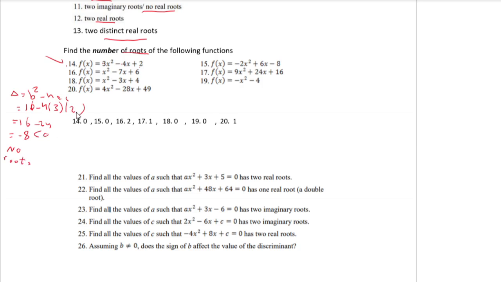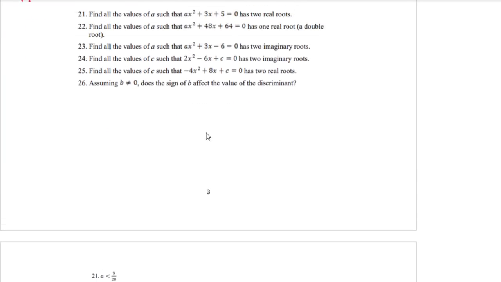When there are no roots, I write here 0 roots, because the question says find the number of roots. Anyway, in number 15, no roots. In number 16, 2 roots. In number 17, 1 root. In number 18, no roots, and here 1 root.